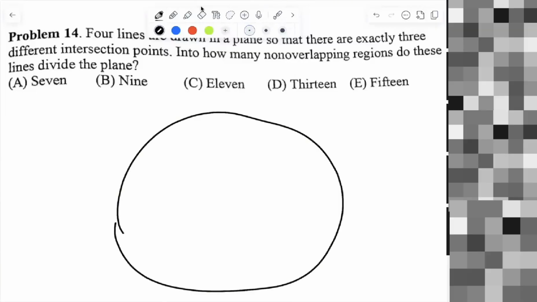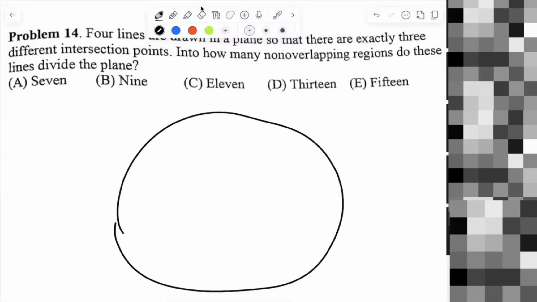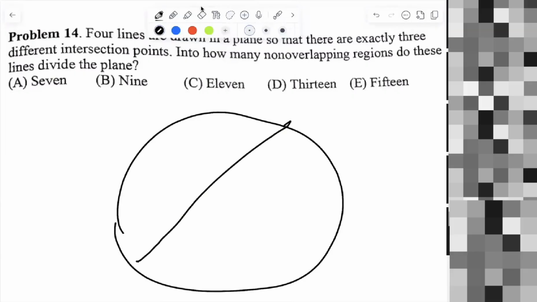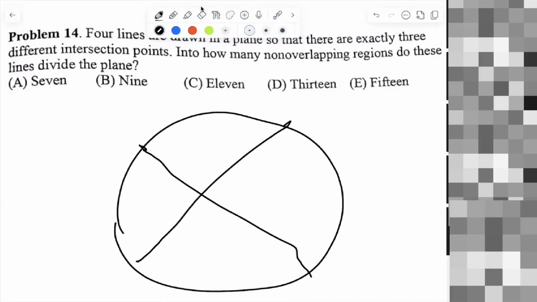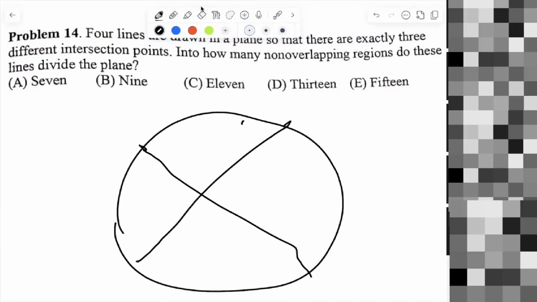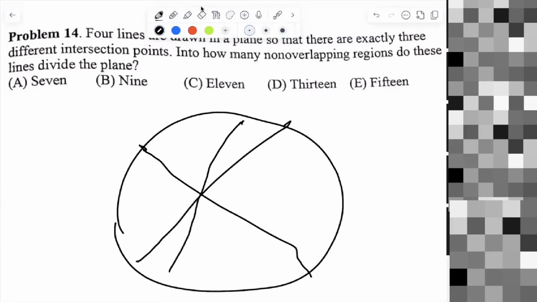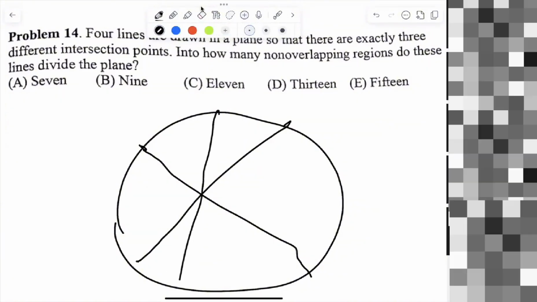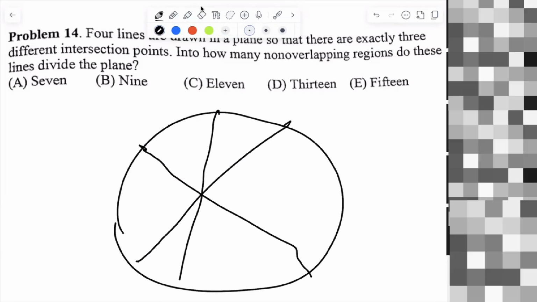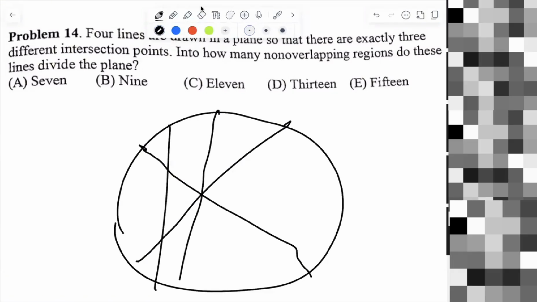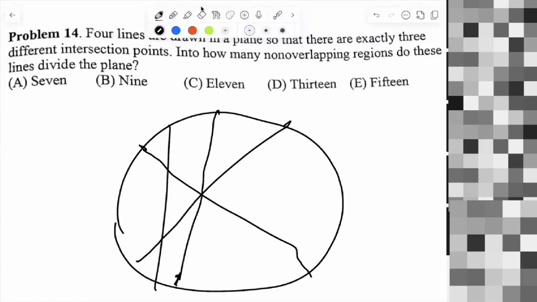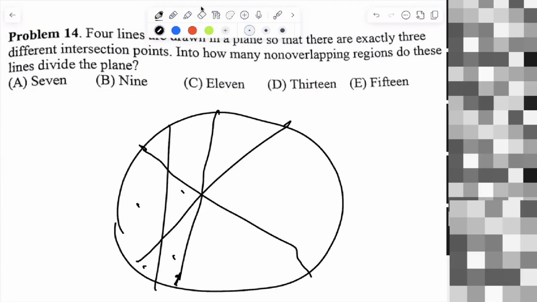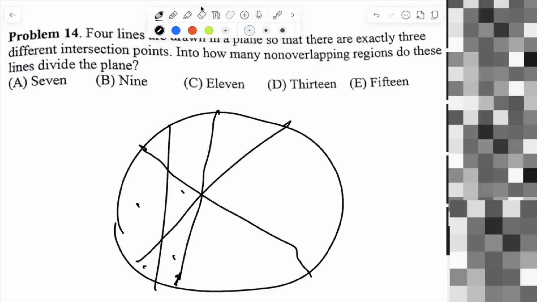Actually, we are. Now we're gonna draw four lines, all right? Four lines. We want three intersection points only. There's one intersection point, two intersection points, and still one, and three intersection points. How many regions does this divide into? There's 1, 2, 3, 4. 1, 2, 3, 4, 5, 6, 7, 8, 9.